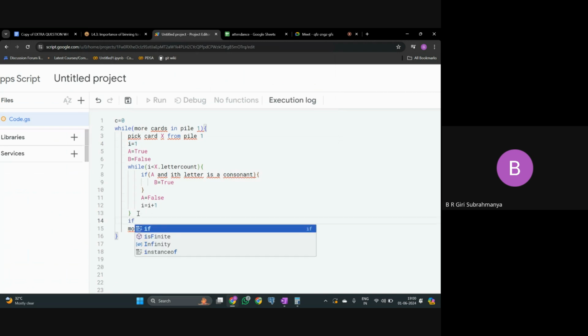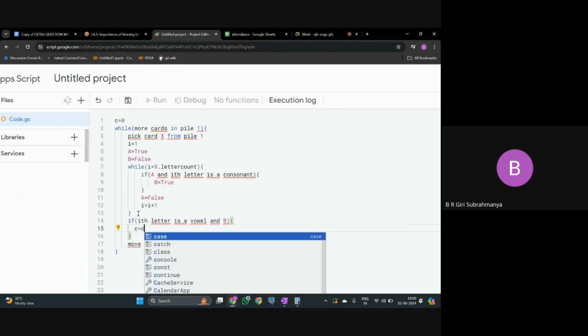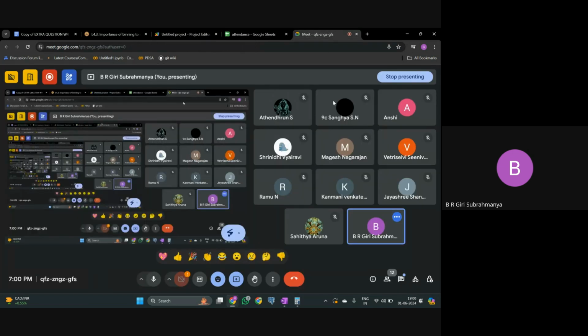So we can simply write, if ith letter is a vowel and B, C is equal to C plus 1. We can reduce one iteration with this. Okay. This is another way to do. Can you get the point?